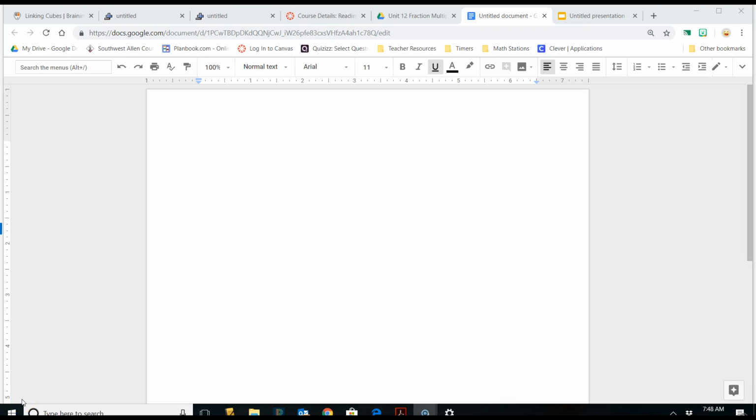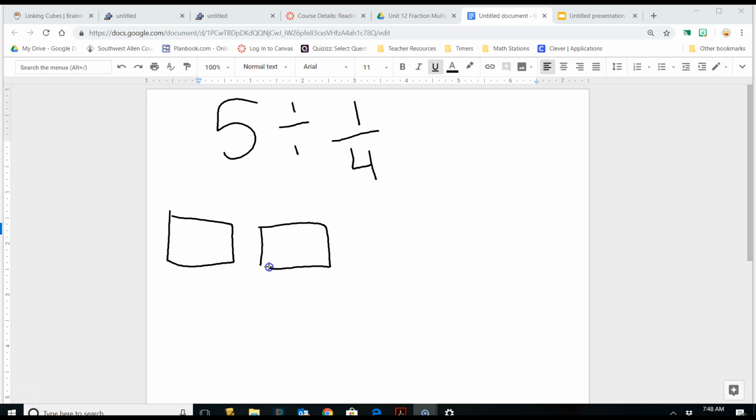Okay, guys, we are going to review dividing a whole number by a fraction and then a fraction by a whole number. Okay, first thing we're going to do is look at the problem 5 divided by 1/4. So I have 5 wholes and I want to know how many fourths, how many 1/4 are in 5 wholes. So first, let's draw my 5.